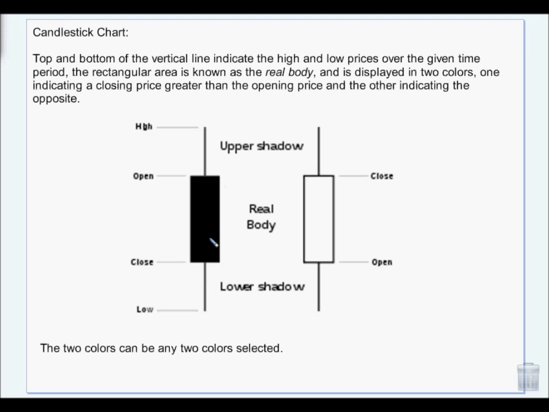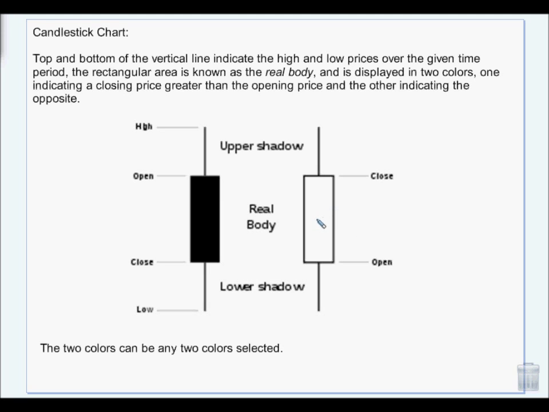If you have one color, and it can be any two colors chosen. If you have one color, here it opened higher than it closed, and then the other color will indicate that it closed higher than it opened. So a lot of times they use red and green. Red would indicate that it lost money, and green would indicate that they gained money. But they can use any two colors. It just depends on the institution that's creating the charts.